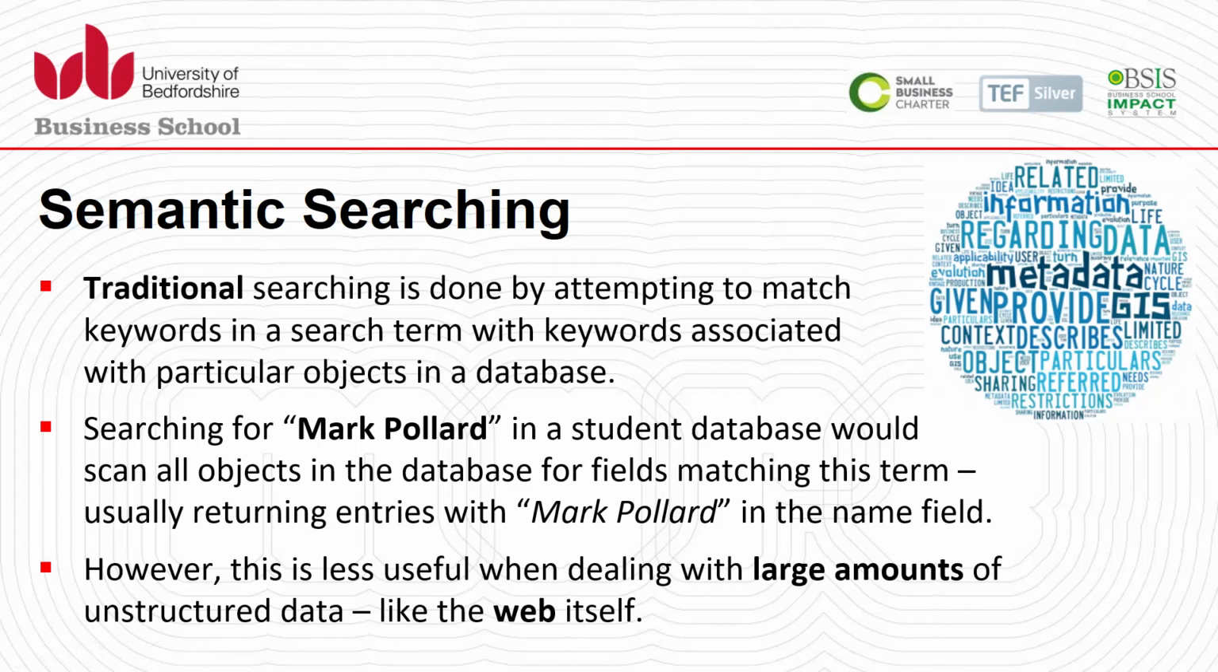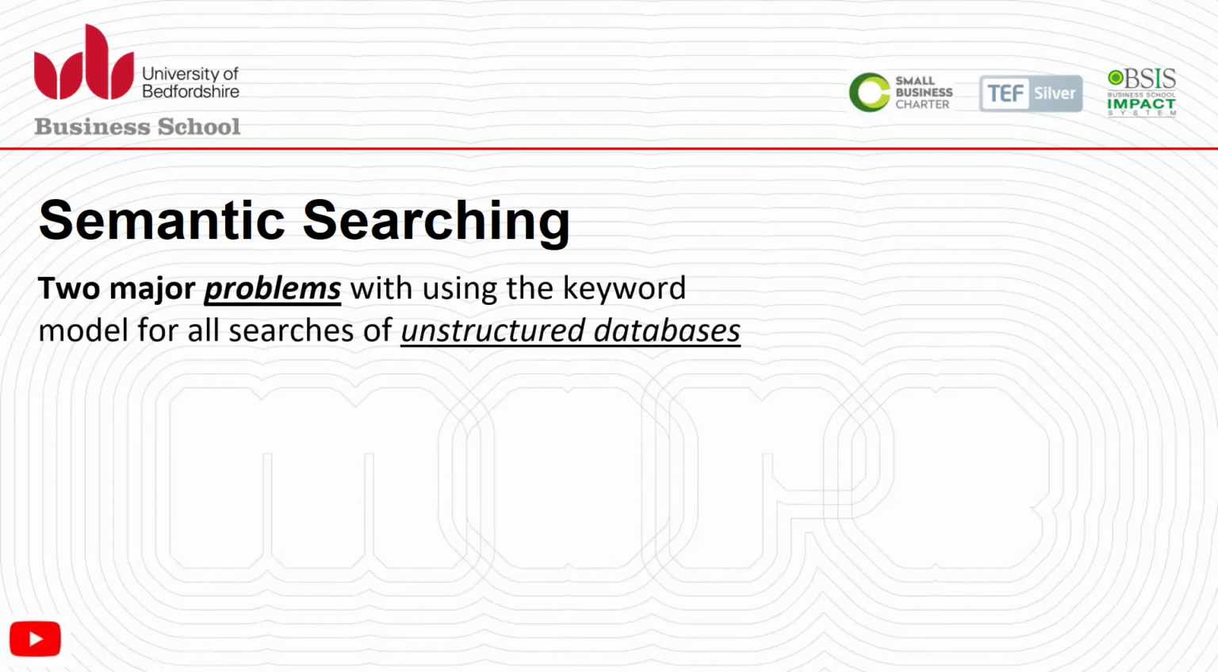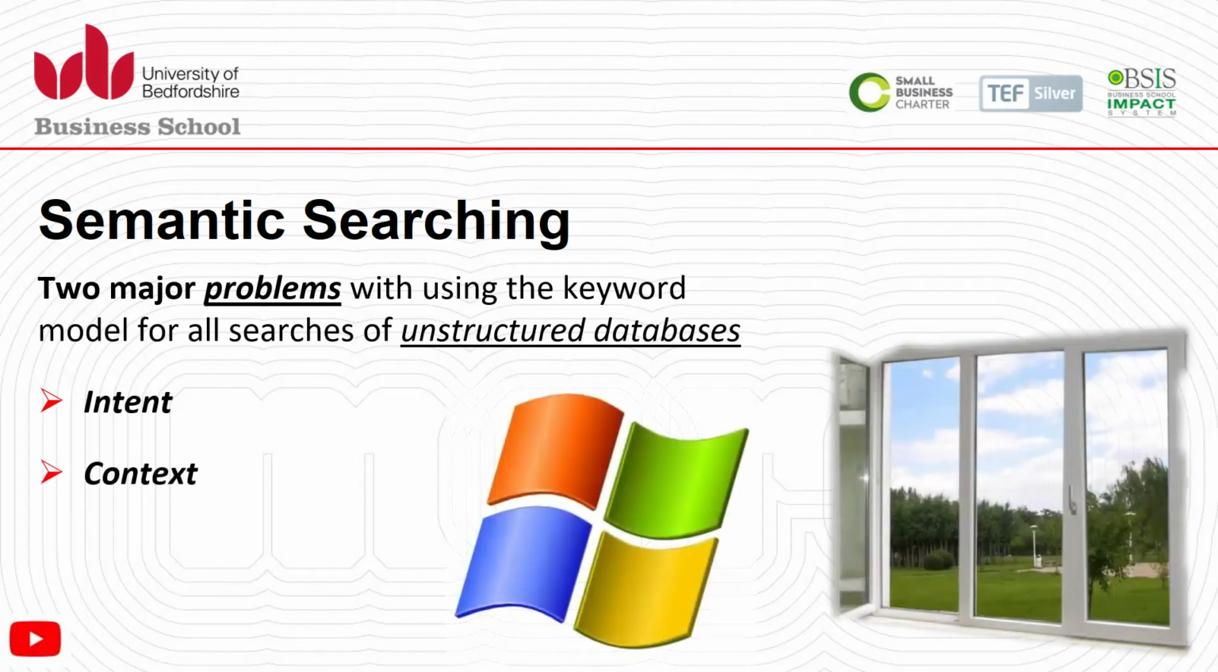For semantic searching, we have a video clip you need to watch in your own time. There are two major problems with using the keyword model for all searches of unstructured databases: intent and context. Semantic search is when a whole lot of resources are used in order to perform a search rather than just a keyword.